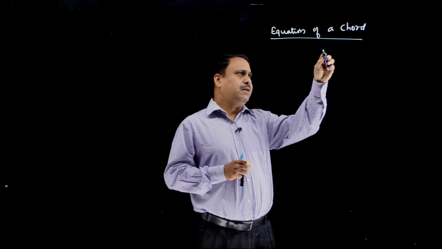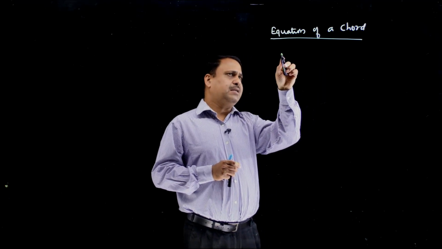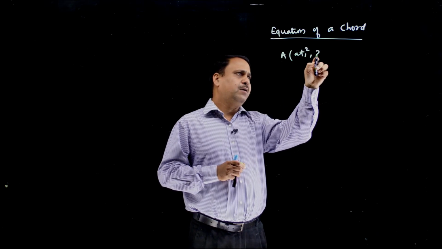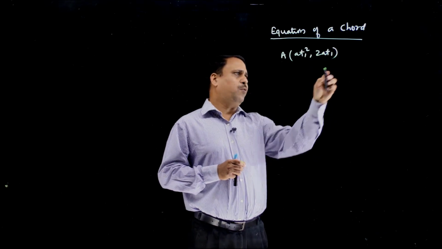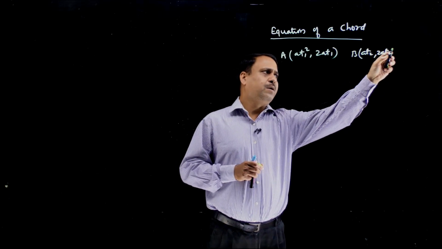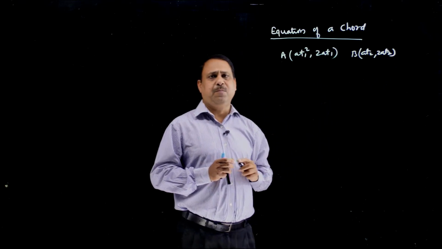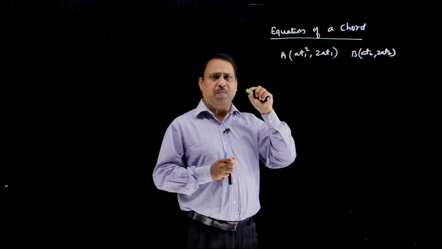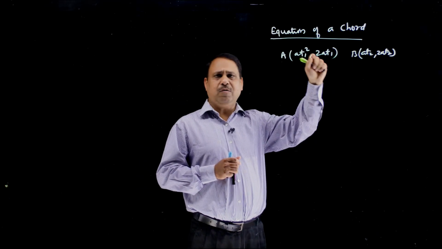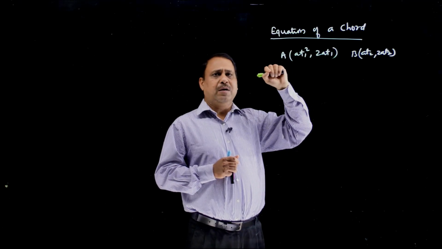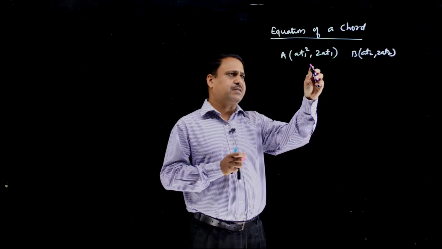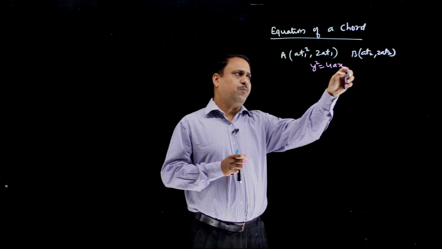So if any parabola is there, 2 points are there on the parabola. Let us consider point A as (a t1 square, 2a t1) and point B as (a t2 square, 2a t2). Point A I can say simply point t1 and B point t2. You must understand that when I say point t1, I am talking about the point on the parabola whose parameter is t1. For the standard parabola y square is equal to 4ax. And point t2 means this.